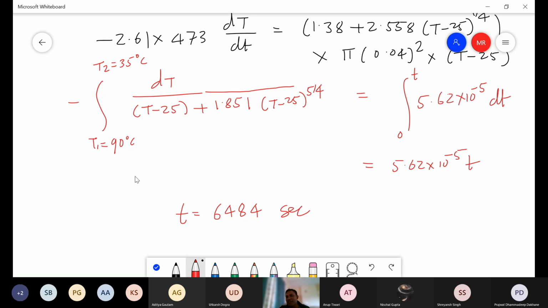Can anybody say anything on this? The number which we are getting, is it realistic? If I cool down a steel ball which is given in this particular example, the calculations are telling me that it is going to take 2 hours. But if I look at the practical case, it is not going to take 2 hours, isn't it?